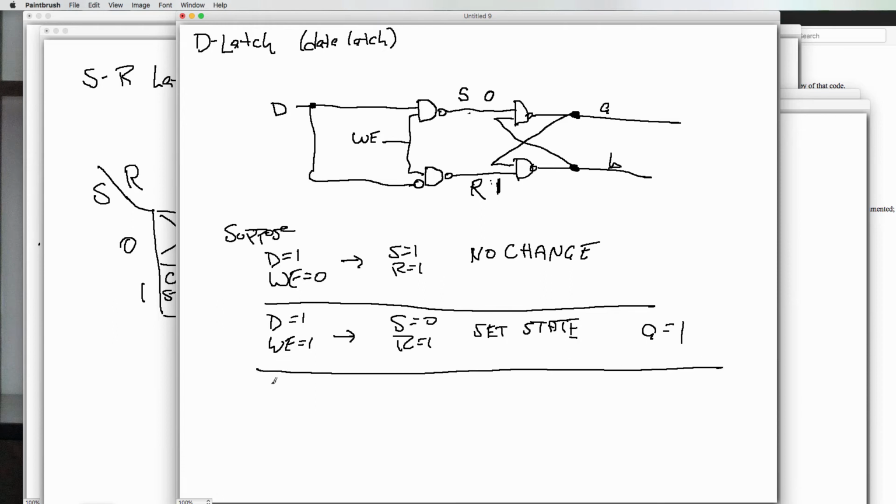Likewise, if I come over here and D is equal to 0 and WE is equal to 0, let's see what that's going to do. If D is 0 and WE is 0, I have a 0 and a 0 going in here, which is going to make this a 1. And if I come over here, I'd have a 0 and a 1 going there, which is going to make this a 1. Which means S is equal to 1 and R is equal to 1, and that means no change.